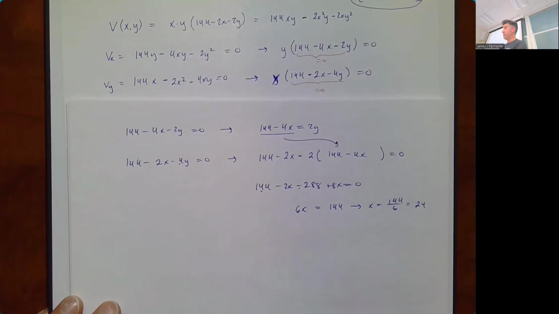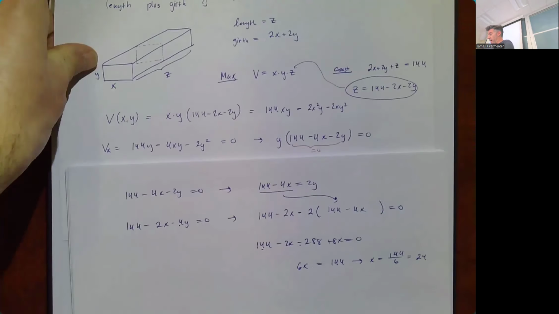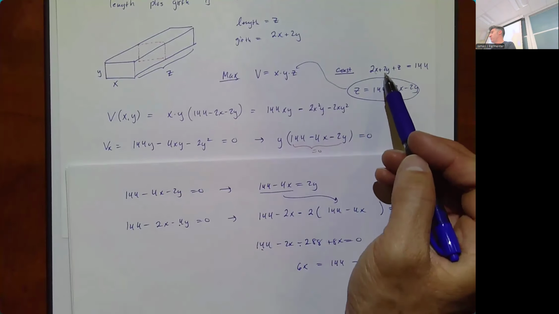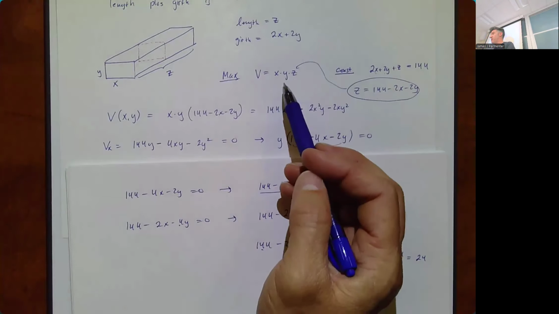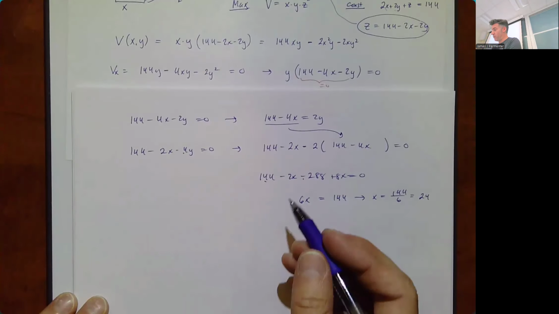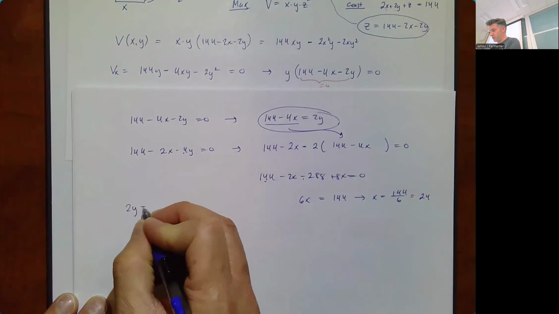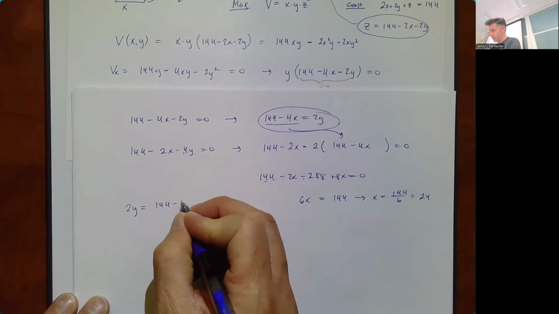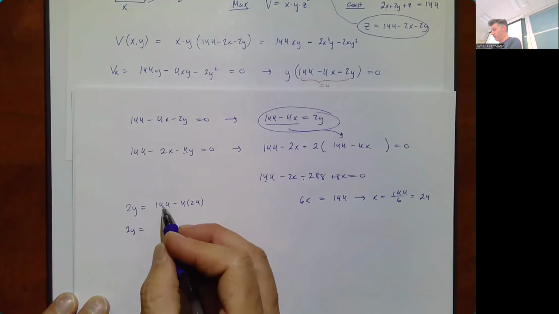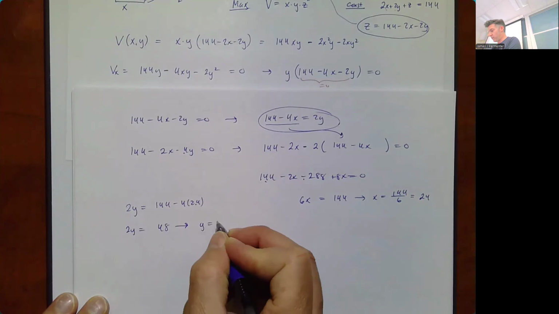Y is going to be the same, which isn't surprising. To me, it seems obvious that if your constraint has 2x and 2y being the same, and your volume has x and y being the same, you're typically going to get x and y to be the same as each other. And we're definitely going to get that here. If you plug this back into this equation here, then 2y is equal to 144 minus 4 times 24. So 2y is equal to 144 minus 96, which is 48. Excuse me, y equals 24.